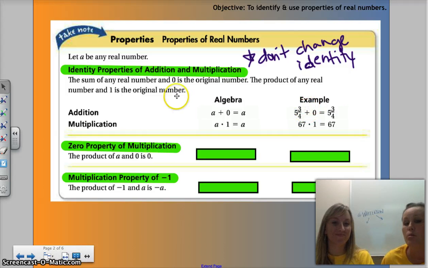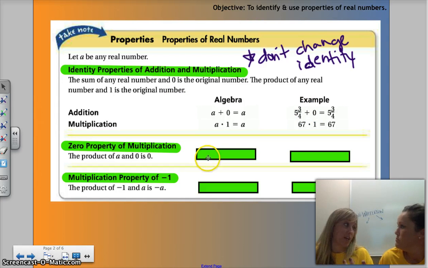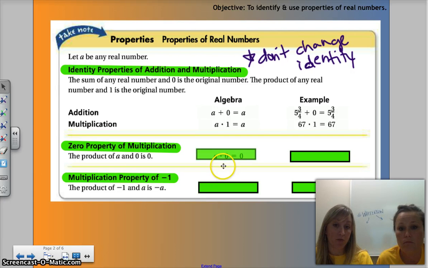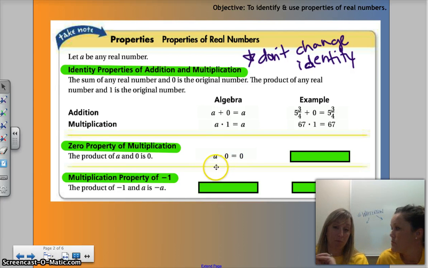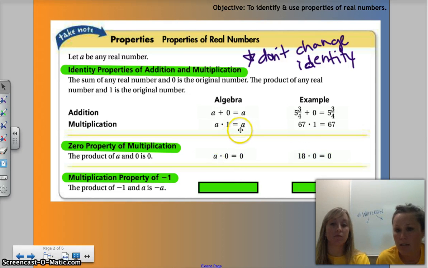All right. 0 property of multiplication. Anything times 0 is going to be 0. So 0 wins out when it's being multiplied. We learned that a long time ago, right? So again, numbers wise, 18 times 0 is 0. You can put any example you want as long as it's something times 0 equals 0.